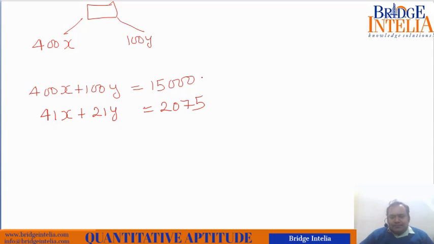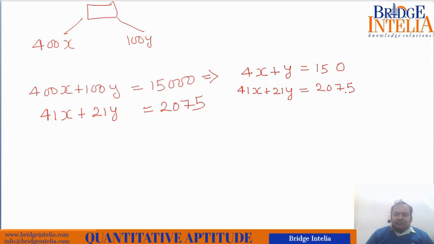So let's see. If you simplify the first one, taking 100 as common, you can say 4x plus y is equal to 150, and 41x plus 21y is equal to 2075. So now let's solve this. If you solve these two simultaneous equations, you'll see that x comes out to be 25 and y comes out to be equal to 50.